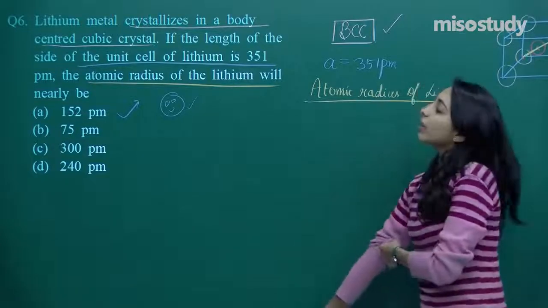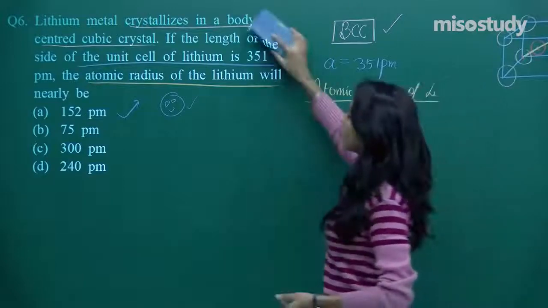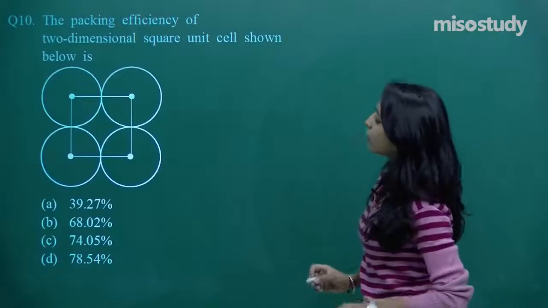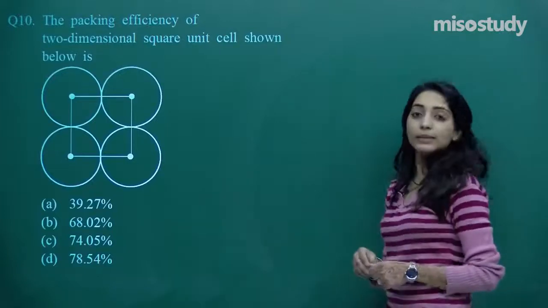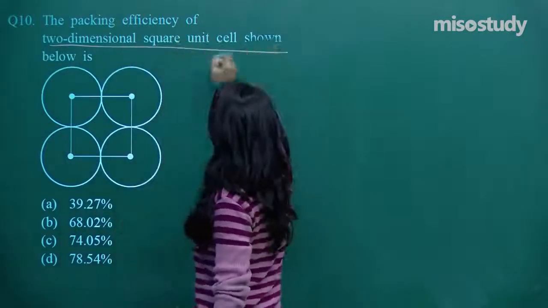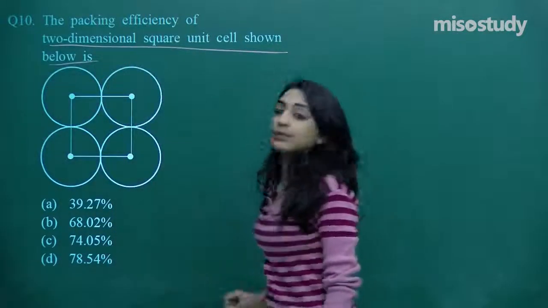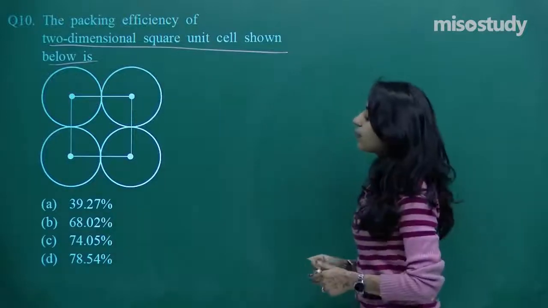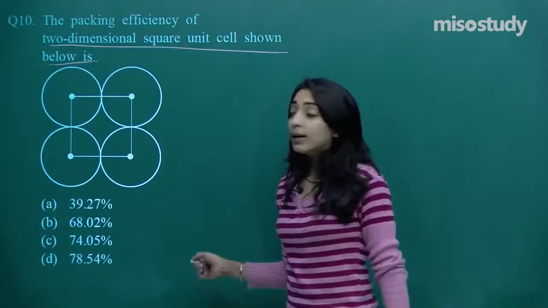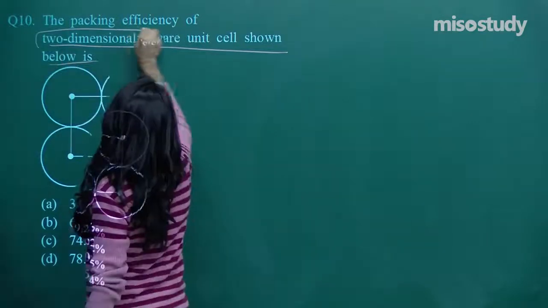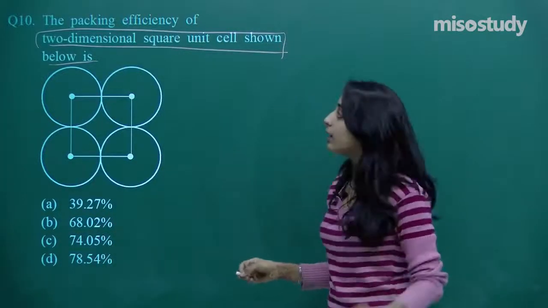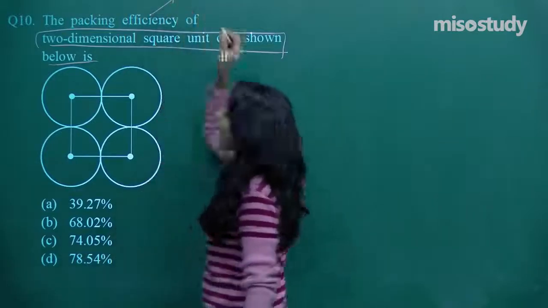Okay, having done question number 6, let us now proceed on to the next question. Oh, it's a new question. The packing efficiency of a two-dimensional square unit cell shown below is. Don't do the simple stupid mistake of directly saying it's a 3D. No, it's not. He has simply said it's a two-dimensional square unit cell.